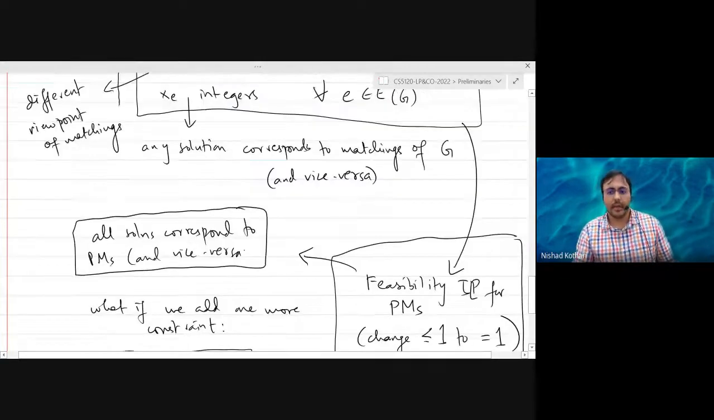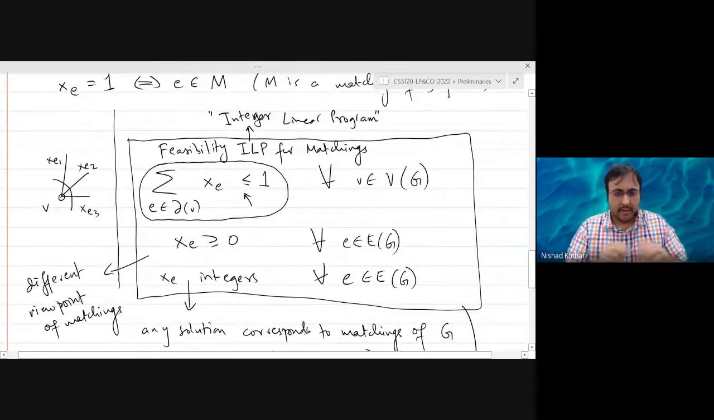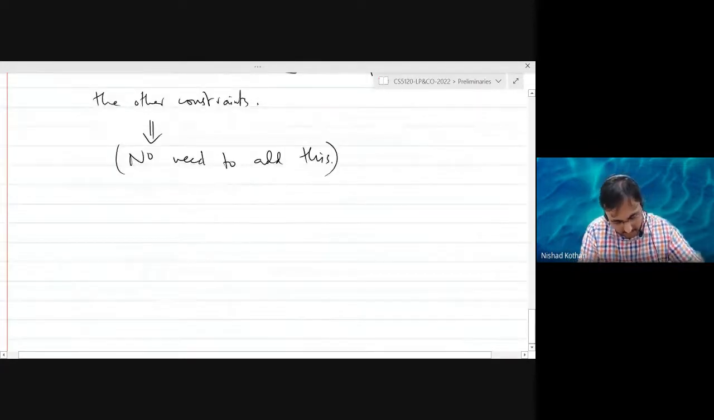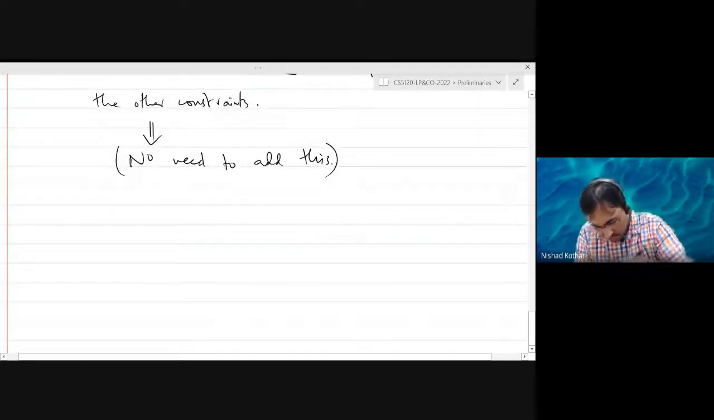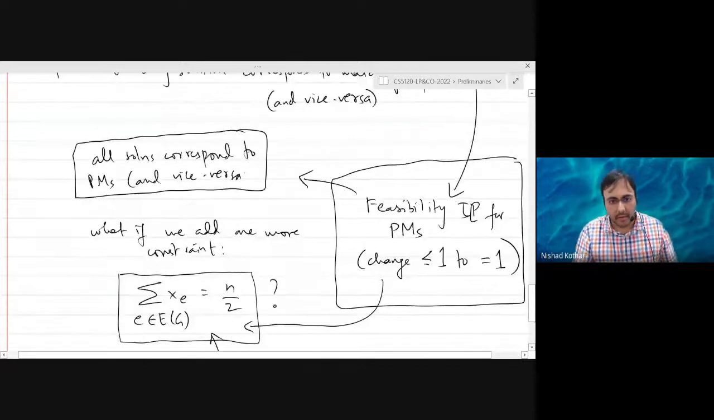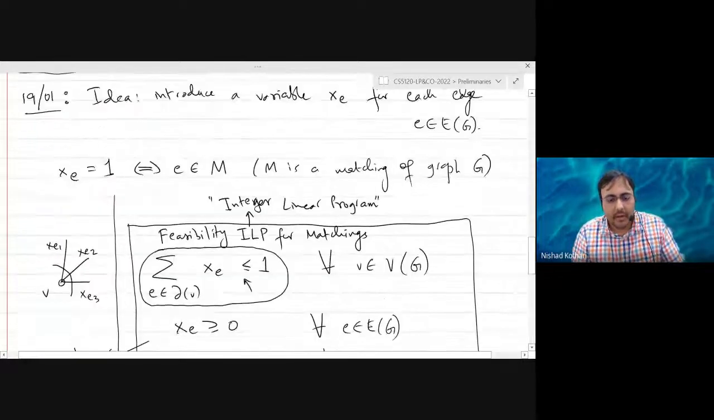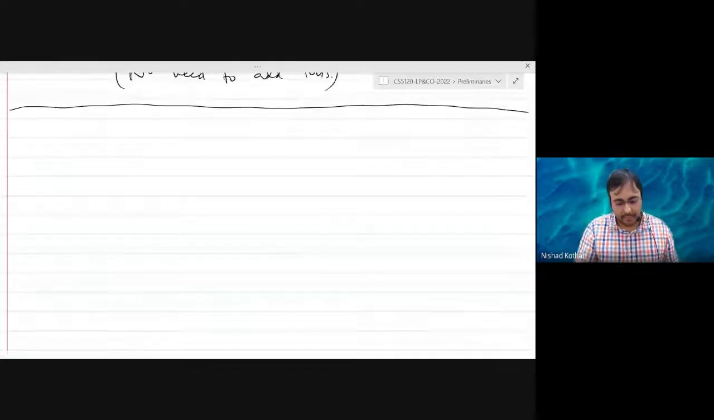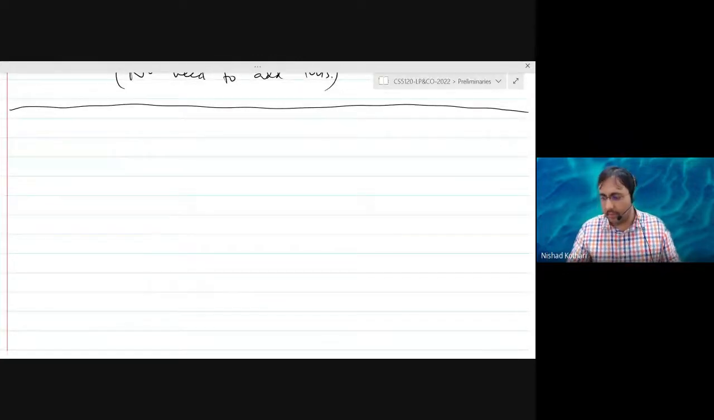Okay, good. All right. So why do we care about all this stuff? Let's start with one example, a real world example where we actually need matchings. In fact, I'll give an example where we need perfect matchings.